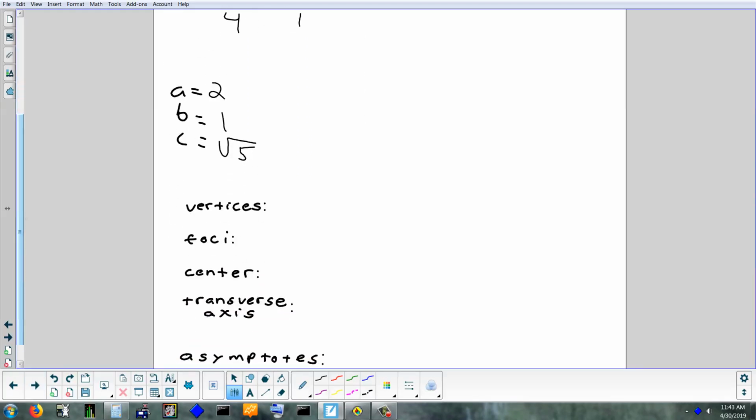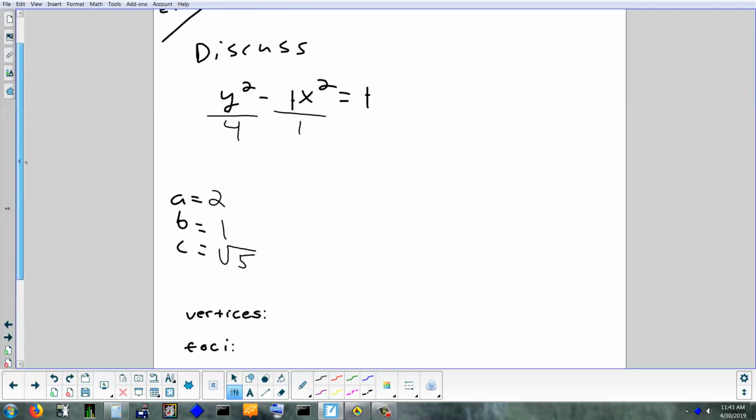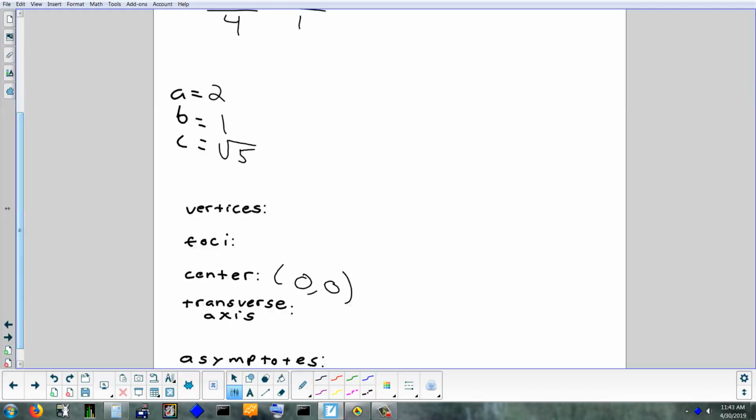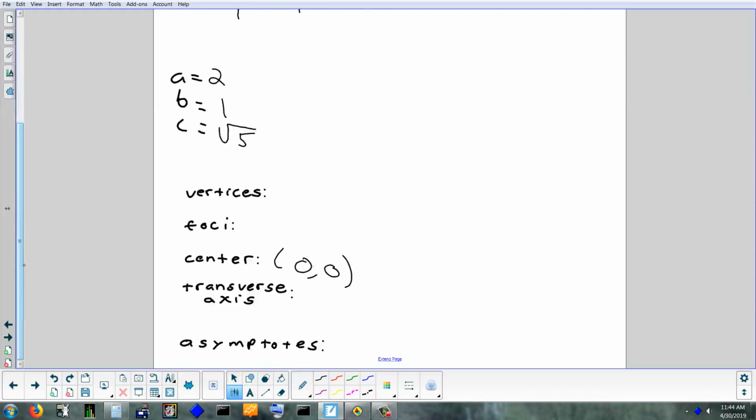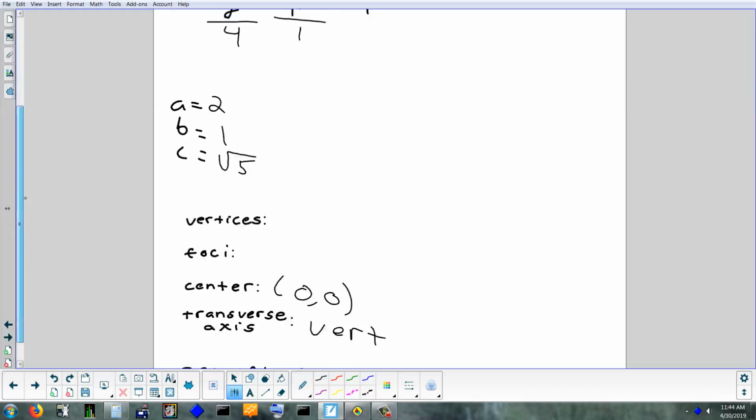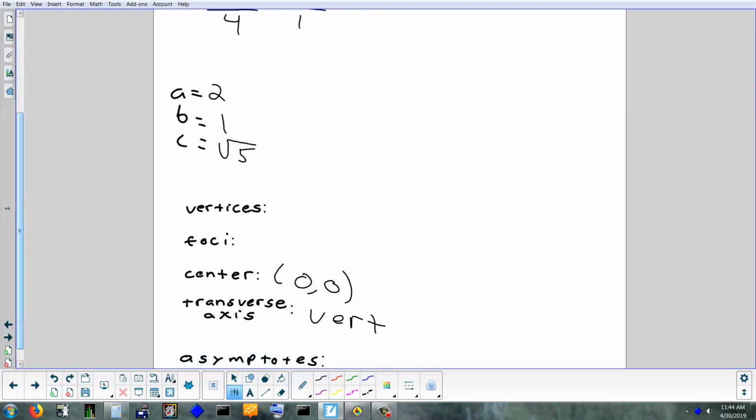Okay, I'm going to start with the center. Where's my center? Yep, you'll know when it's not. Which way does my transverse axis go? Vertical, because y is the positive. So now I know everything else is above and below the center. Okay. How far away are my vertices from the center? 2 units up, 2 units down. How far away are my foci from the center? Square root of 5 up, square root of 5 down.